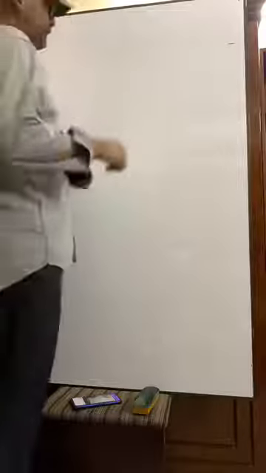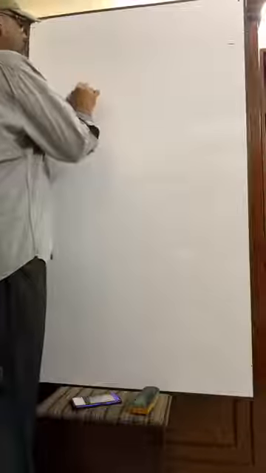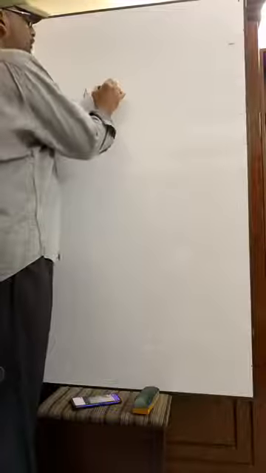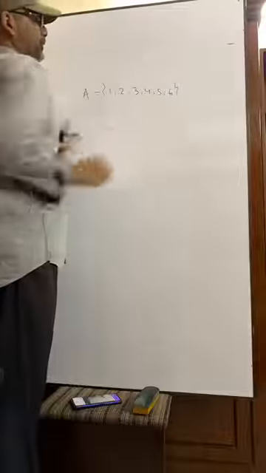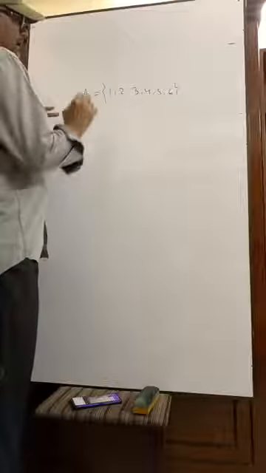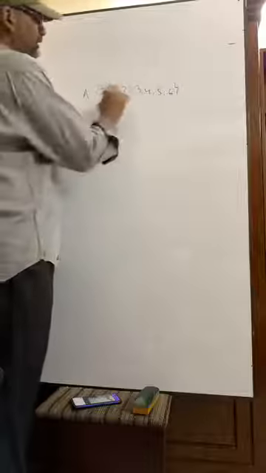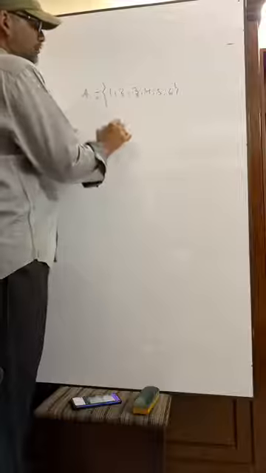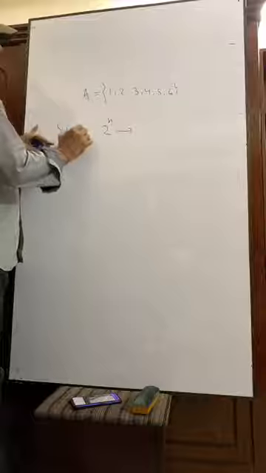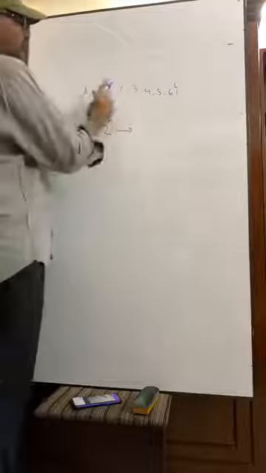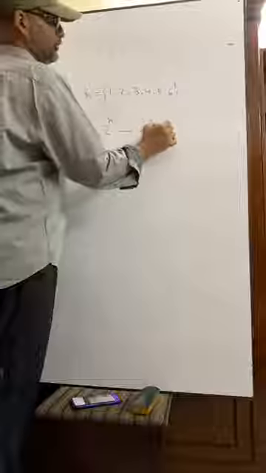Suppose again A equals to 1, 2, 3, 4, 5, 6. Okay. Subsets. How many subsets will be there? That is the formula. 2 to the power n, right? Write down subsets, 2 to the power n. So here n is 6. That is 2 to the power 6 equals to 8.